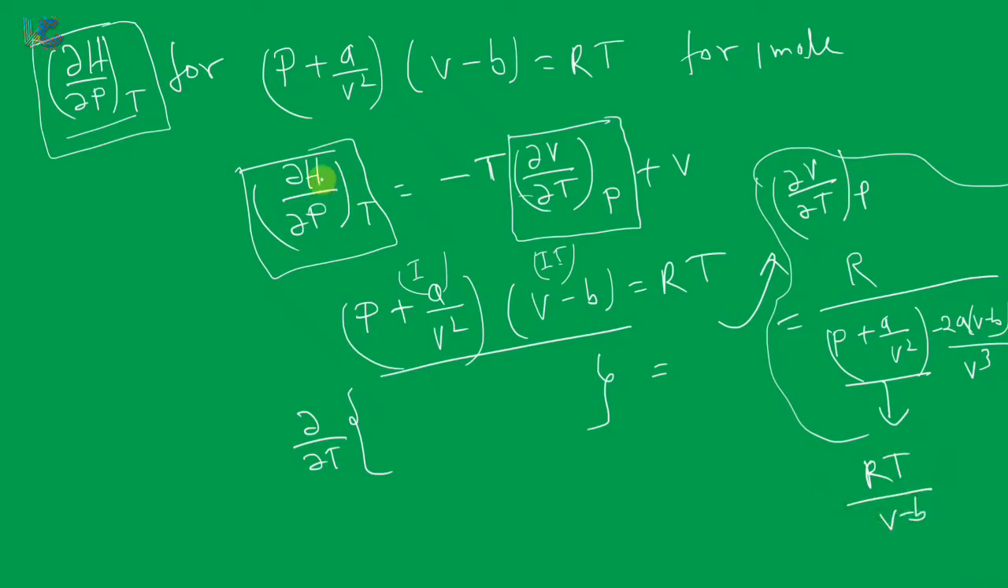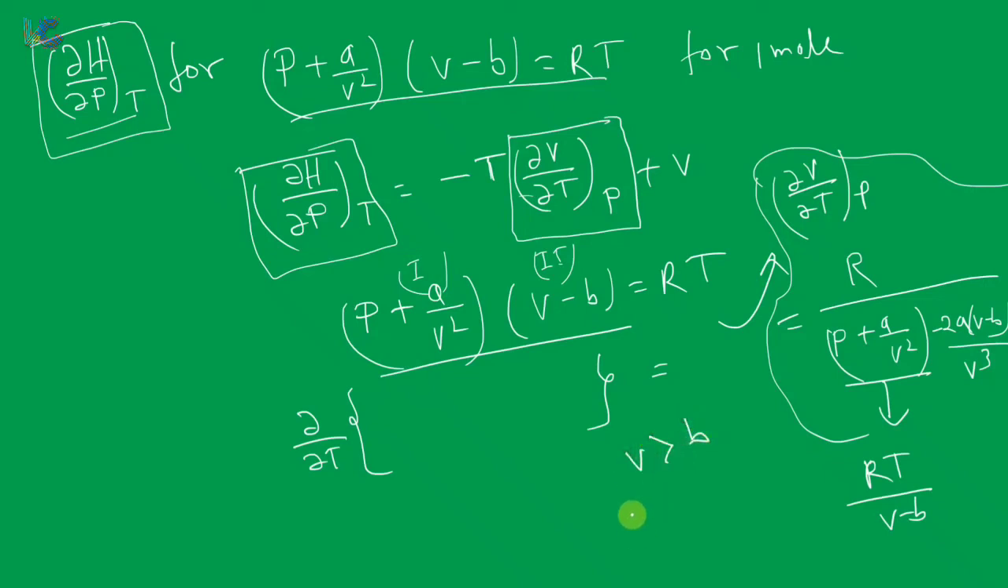This you can write from this equation, that p plus a by v square is equal to rt by v minus b. So you just replace p plus a by v square with rt by v minus b, and after doing that, you know that v is greater than b, that means b is very small with respect to v.